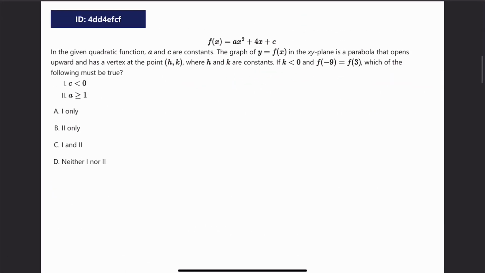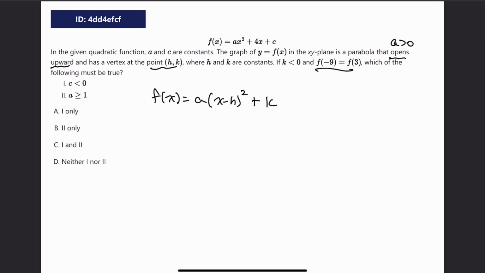Next up, we got in the given quadratic function, a and c are constants. The graph of y equals f(x) in the xy plane is a parabola that opens upward. So opens upwards already tells us that a is greater than 0 and has a vertex at the point of h comma k. If k is less than 0 and f(-9) is equal to f(3), which of the following must be true? Okay, so from our information, we could set our f(x) to a(x minus h) squared plus k, since that is the vertex point.